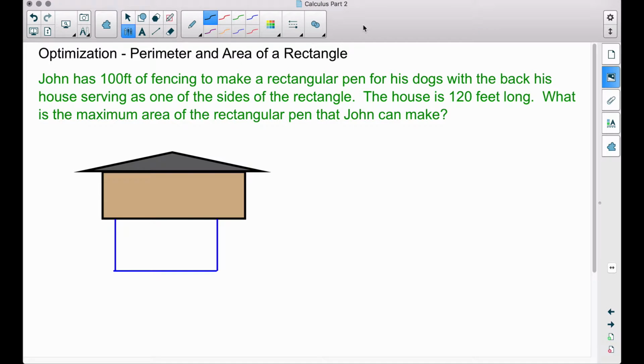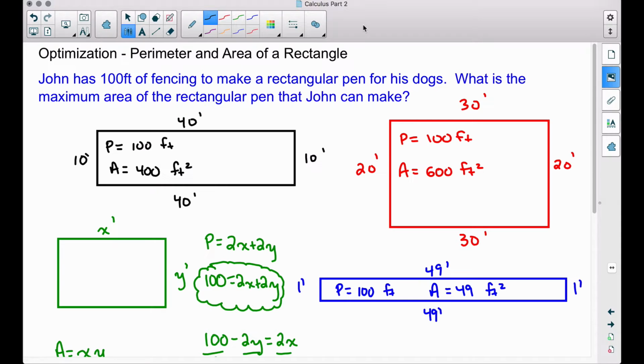In this video, we're going to look at another optimization problem that deals with the perimeter and area of a rectangle. I encourage you to watch this video here first, where we have a similar example, but the calculus is going to be a little bit different, where we work with our perimeter and our area.